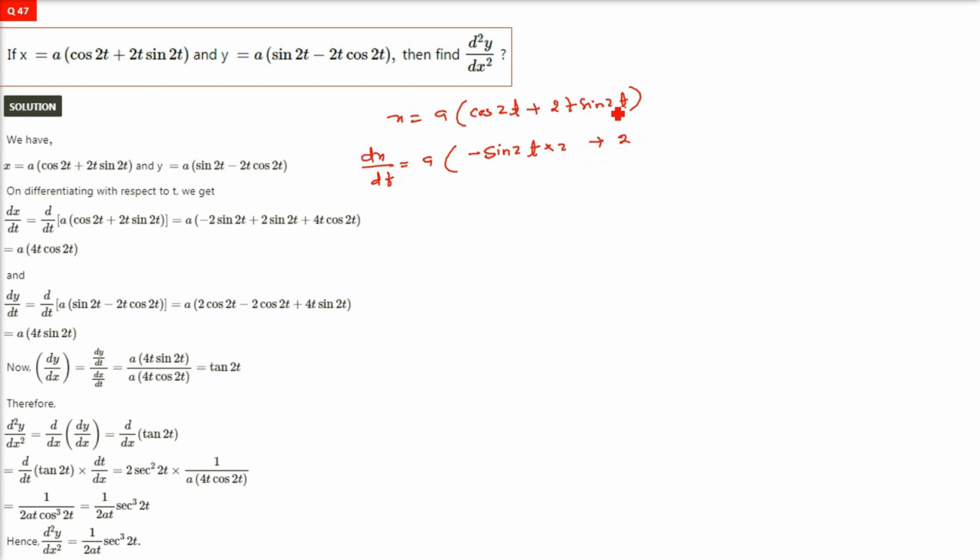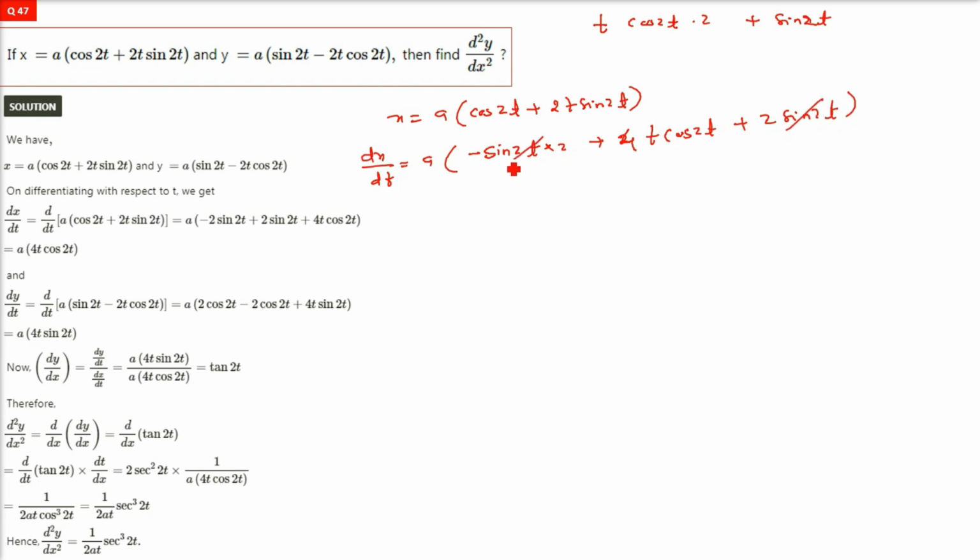plus 2 times. Now t sin 2t, let us take it somewhere else and differentiate it, and let us bring it back. So t cos 2t, and we have differentiated sin 2t as cos 2t, differentiation of 2t is 2. Now sin 2t will be there, differentiation of t will be 1. Now this whole thing, we have just differentiated t sin 2t. 2 was already there outside, so let us multiply this whole thing with 2 and write it here. So it will be 4t cos 2t plus 2 sin 2t.